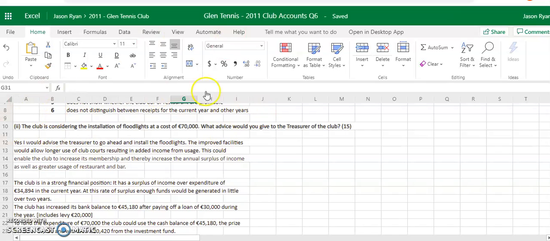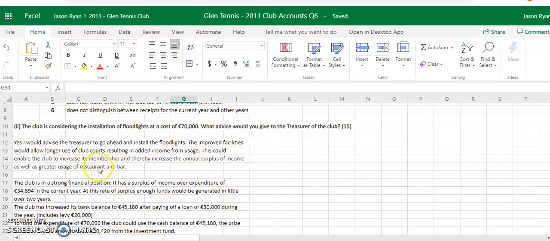So part B then usually comes up all the time. The club is considering the installation of floodlights at a cost of 70,000. What advice would you give the treasurer of the club? So yes, I would advise the treasurer to go ahead with installing the lights. The improved facilities will allow longer use of the club courts, resulting in additional income from usage. So more people can use the tennis courts at night time, so you want to get more income.